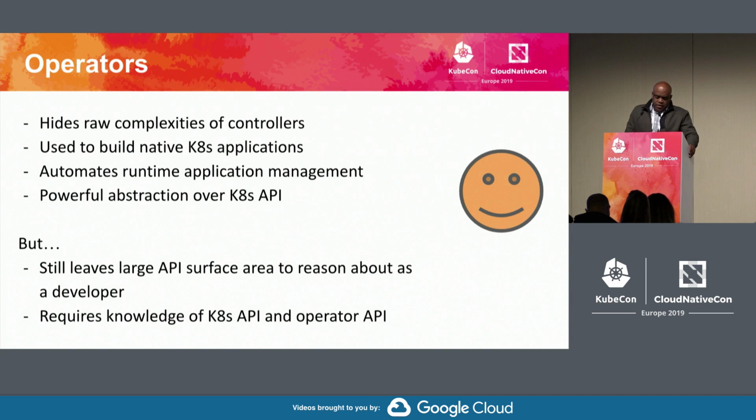About a couple years ago, operators were introduced to mitigate some of that. They hide the complexities of raw controllers, and they can be used to build Kubernetes applications. A lot of the time, operators are used as runtime application management automation. It's a powerful abstraction on top of the Kubernetes API. But to me, they come with the same sharp edges. You still have a large API surface to deal with, and it still requires you to know a lot about the internal working of Kubernetes and now the operator API.